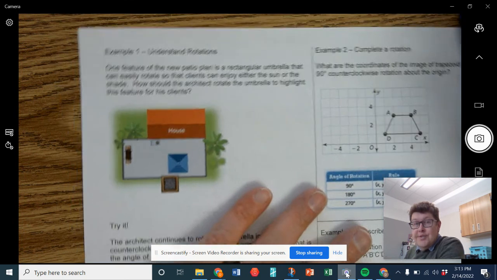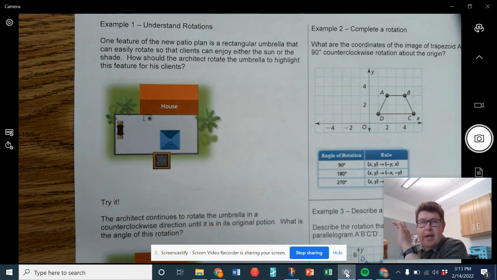Okay. So understand rotations. One feature of the new patio plan is a rectangular umbrella that can easily rotate so that clients can enjoy either the sun or the shade. How should the architect rotate the umbrella to highlight the features for his clients?